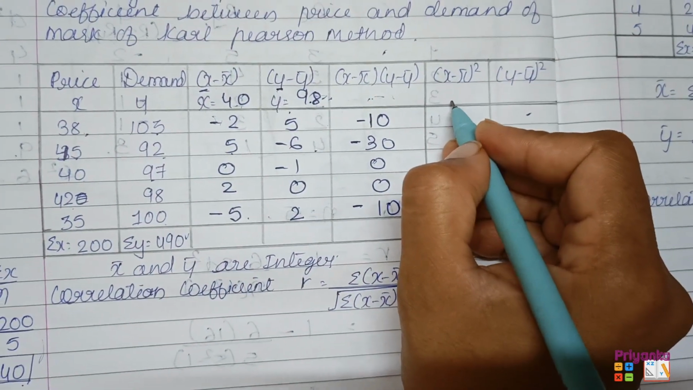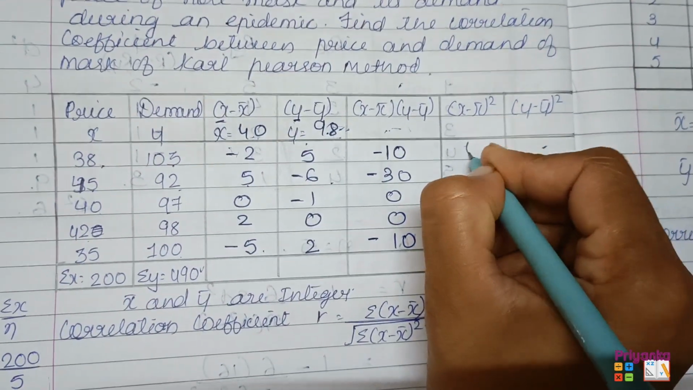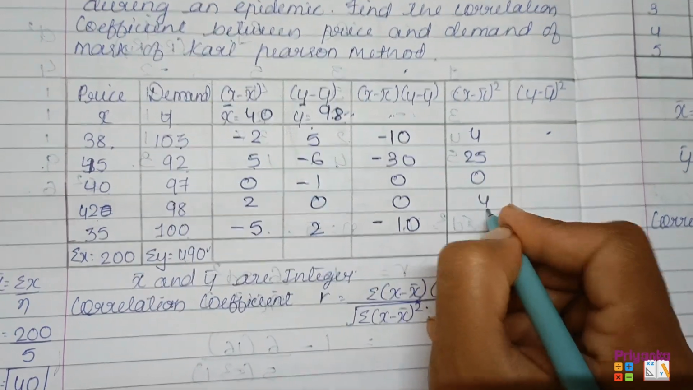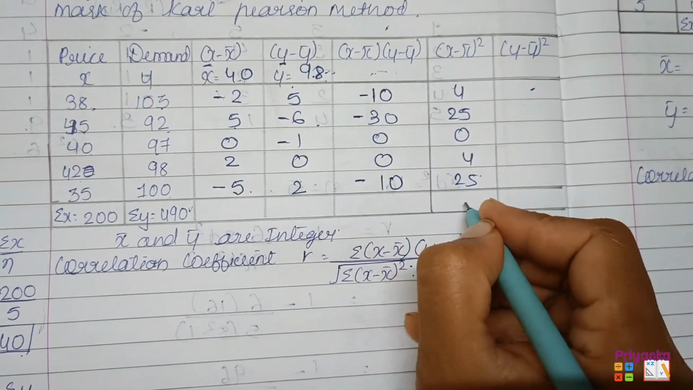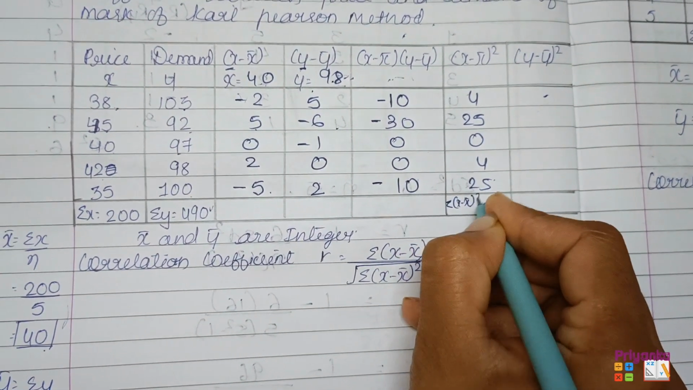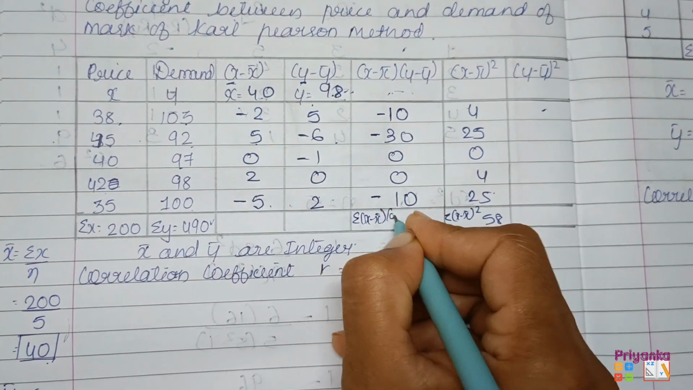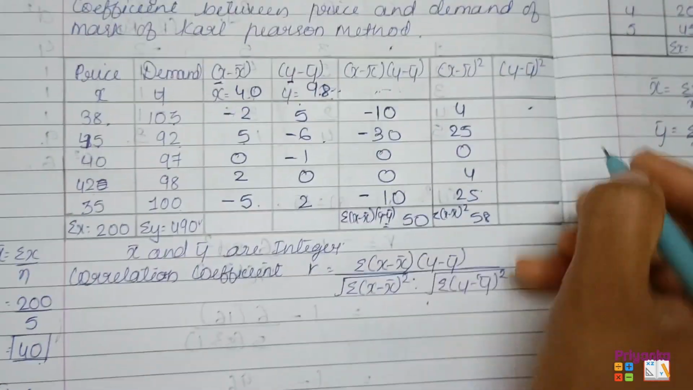Next is x minus x bar whole square. The column of this we will square. 2 2s are 4, 5 5s are 25, 0, 2 2s are 4, 5 5s are 25. And the total of this is 58, which we call sigma x minus x bar whole square. And here sigma x minus x bar into y minus y bar is equal to minus 50.